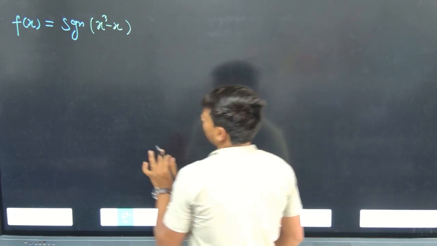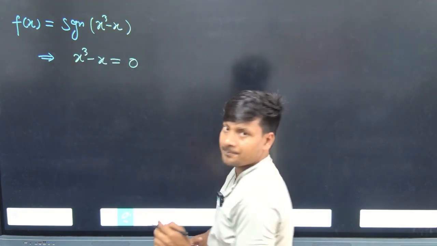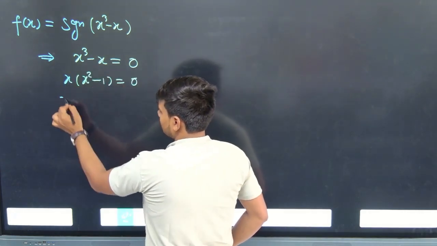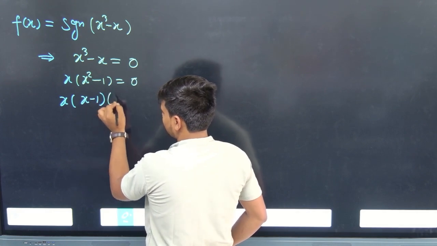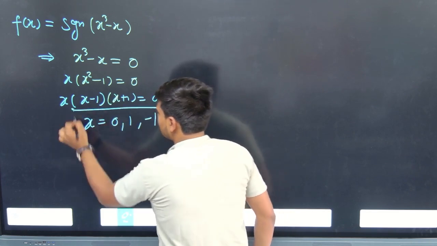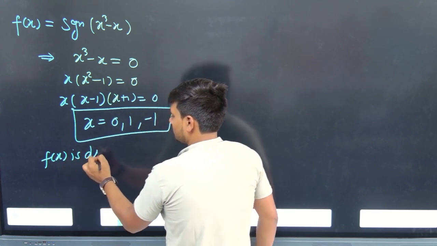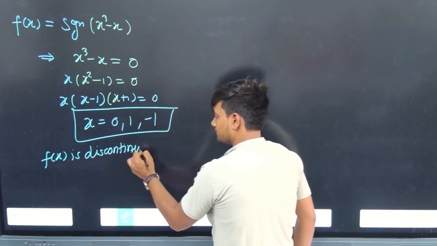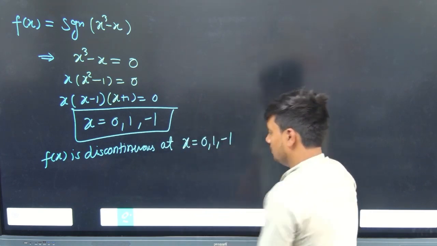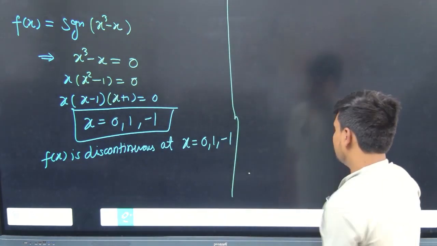So we set x cube minus x equal to 0. We take x common, so x square minus 1 equals 0. The factors of x square minus 1 are x minus 1 and x plus 1. So here we find 0, 1 and minus 1. So f(x) is discontinuous at x equal to 0, 1 and minus 1. You can clearly see that at these 3 points this function is discontinuous.